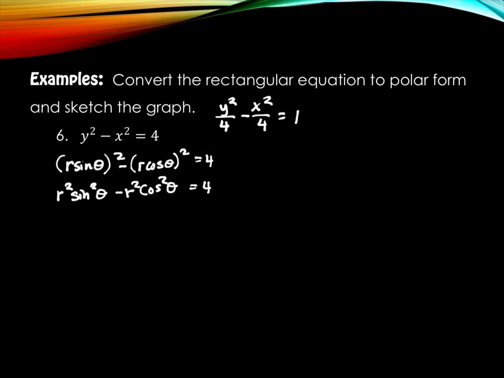And the r squareds can be factored out. So r squared times sine squared theta minus the cosine squared of theta. Now there is a simpler version for sine squared theta minus cosine squared theta.